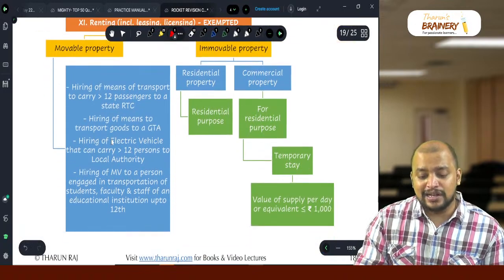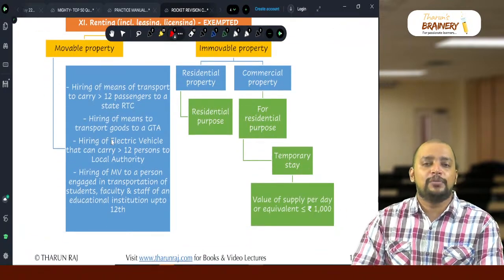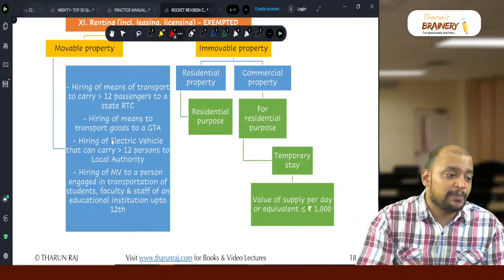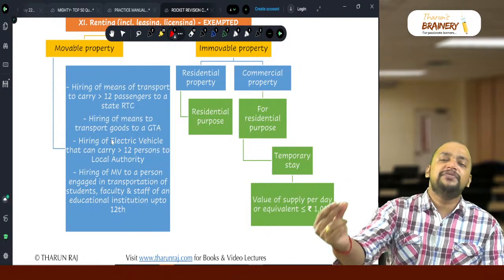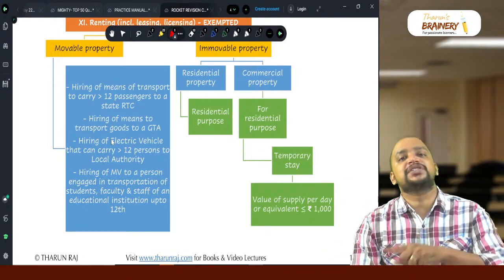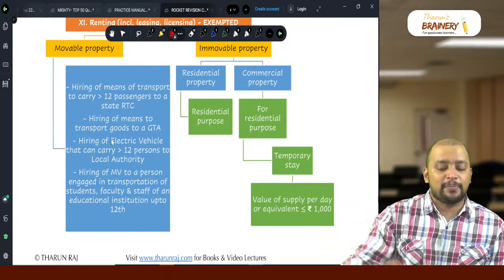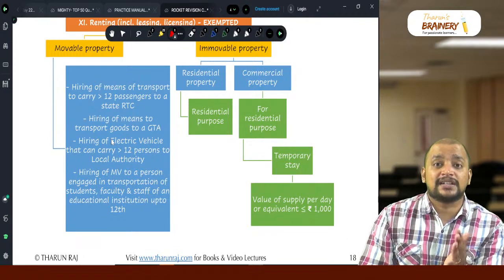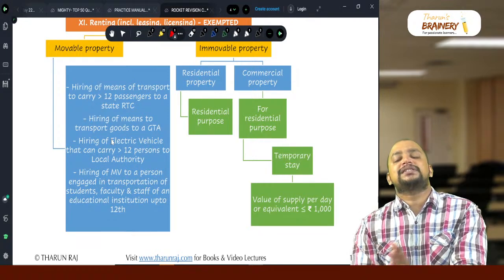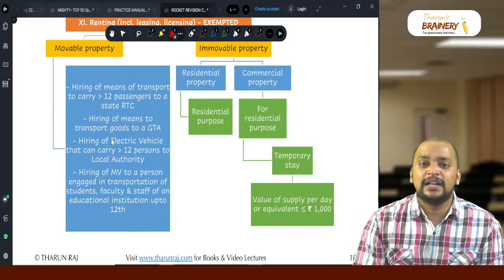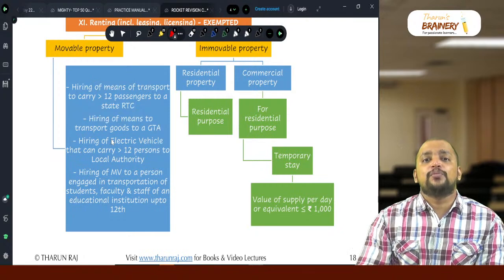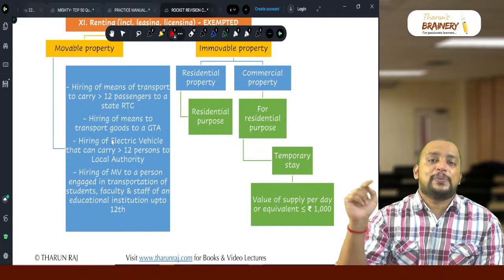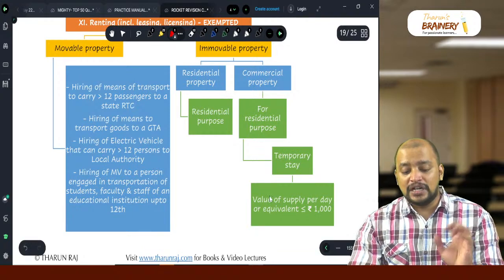Then service in relation to immovable property, renting of immovable property. If it is residential property given for residential purpose, only that is exempted. What if this is a residential property given for commercial purpose? That will be taxable. There is a property which is a commercial property which is given for commercial purpose, no doubt taxable. But if it is given for residential purpose, then it will be exempted, provided per day they are not charging more than 1000 rupees. Okay. Suppose if it is less than or equal to 1000 rupees, then it is exempted. So otherwise fully it will be taxable.